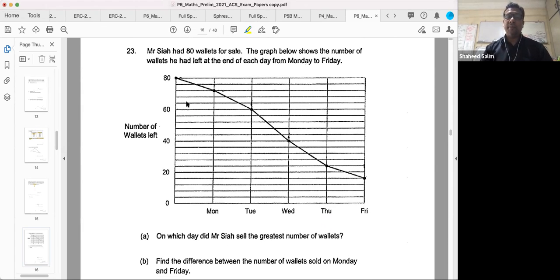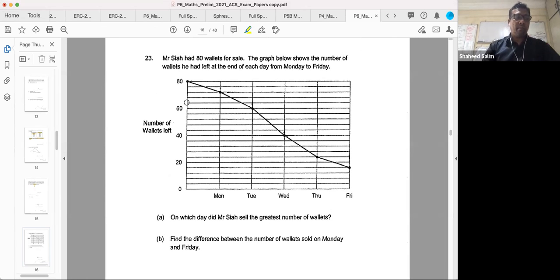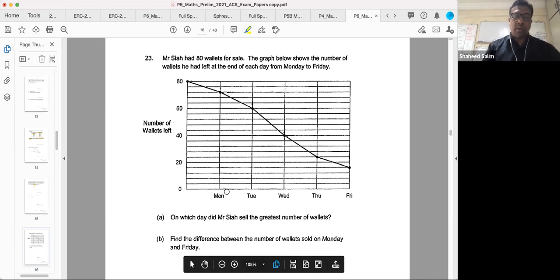Mr. Sia had 80 wallets for sale. So the beginning of 80, through the week, you get lesser. So let us see now, Mr.